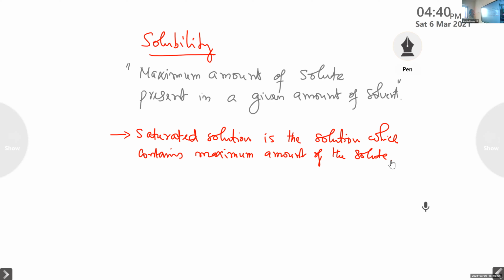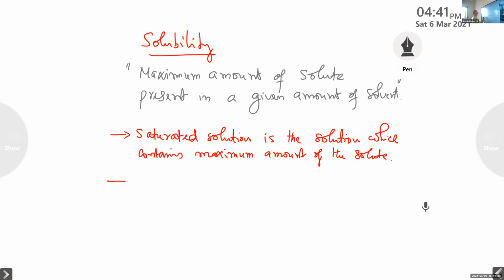So if you add solute into a saturated solution, it will remain undissolved. It will not dissolve any further amount. And that is a saturated solution. But if in a solution the solute can dissolve, then it is called an unsaturated solution.